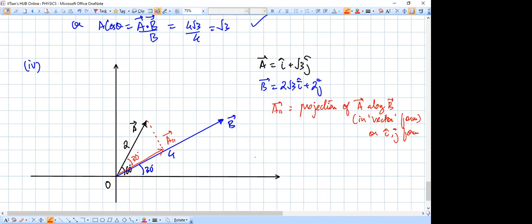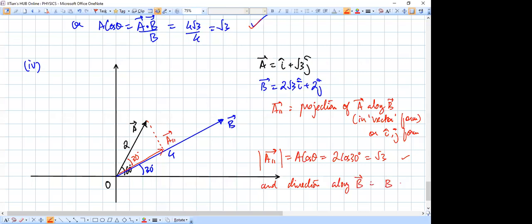So we can see that A parallel will have a magnitude of A cos theta, or 2 cos 30, which is root 3, which you already calculated. So that's the same thing. But direction along B, so that means B cap. So what is B cap? It is a unit vector along B. So we'll calculate what that B cap is and then multiply A cos theta with B cap. So it will give me this arrow as a vector.